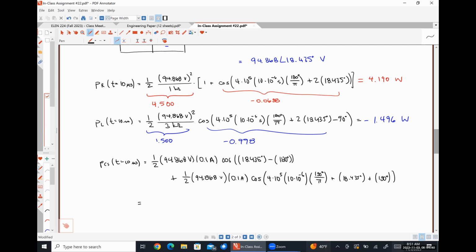And as per usual, I'm going to break things down a little bit. So 1/2 of the magnitude of x times 0.1, just this part right here, looks like 4.743 and some change. Let's store that as A. Cosine of the angle of x minus 180 degrees comes out to be negative 0.948 and some change. So 0.9486, let's call that 0.949. I'm going to store that as B.